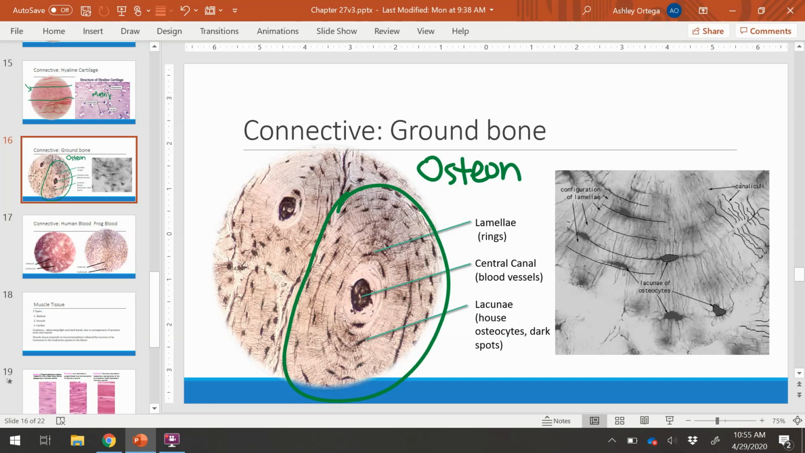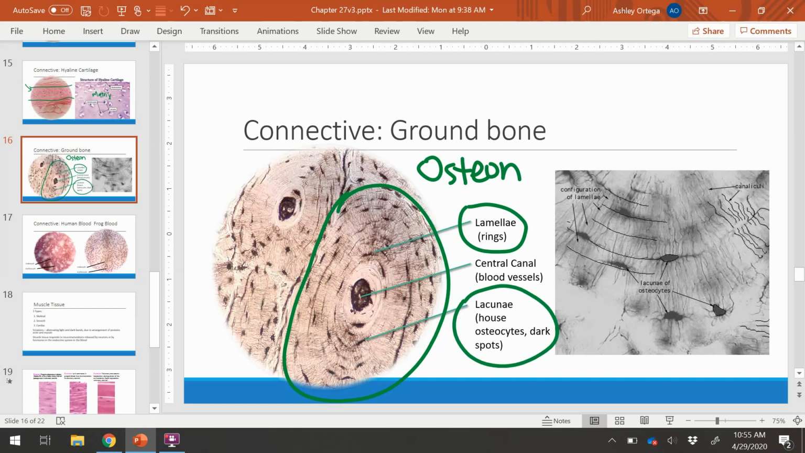Then looking at the osteon in terms of structure, it's made up of many rings, kind of like if you cut open an onion, it has very many layers. These rings are called lamellae, which is here. And so lamellae are rings of ground bone that are going to be connected to each other through lacunae, which are here at the bottom.